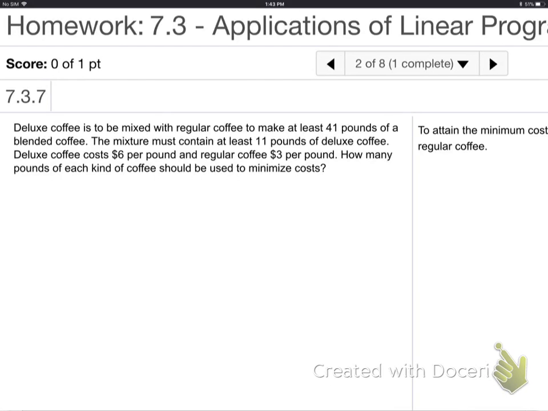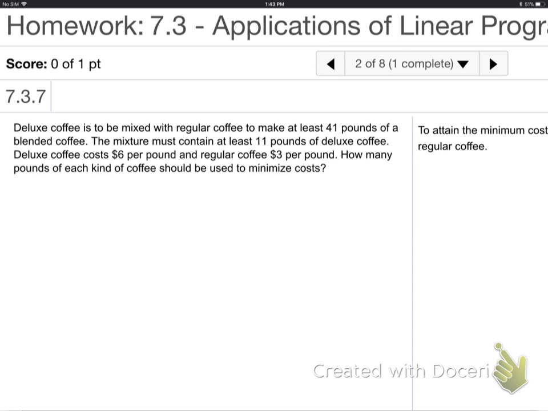Okay, so here we go, 7.3. We are off and running, so let's see. Now, this is 7.3. We're going to finish 7.3 today is the plan, and maybe start the next section, but definitely finish 7.3. Okay, deluxe, this is word problems.